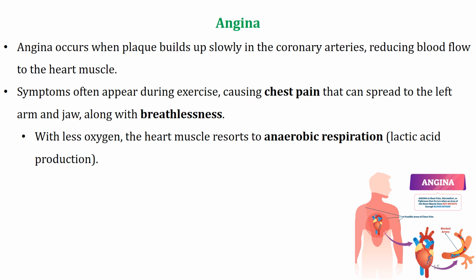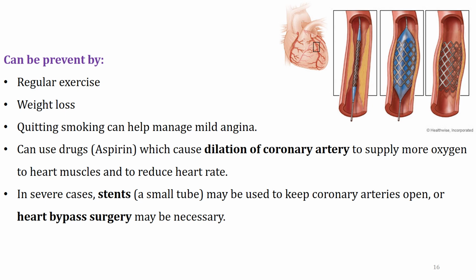Angina happens when the heart doesn't get enough oxygen. It usually appears during exercise, causing chest pain that spreads to the arm or jaw. This is because narrowed coronary arteries limit oxygen to the heart muscle. Angina can often be managed by regular exercise, losing weight, and quitting smoking. Medications like aspirin help improve blood flow. In severe cases, stents or heart bypass surgery may be needed.